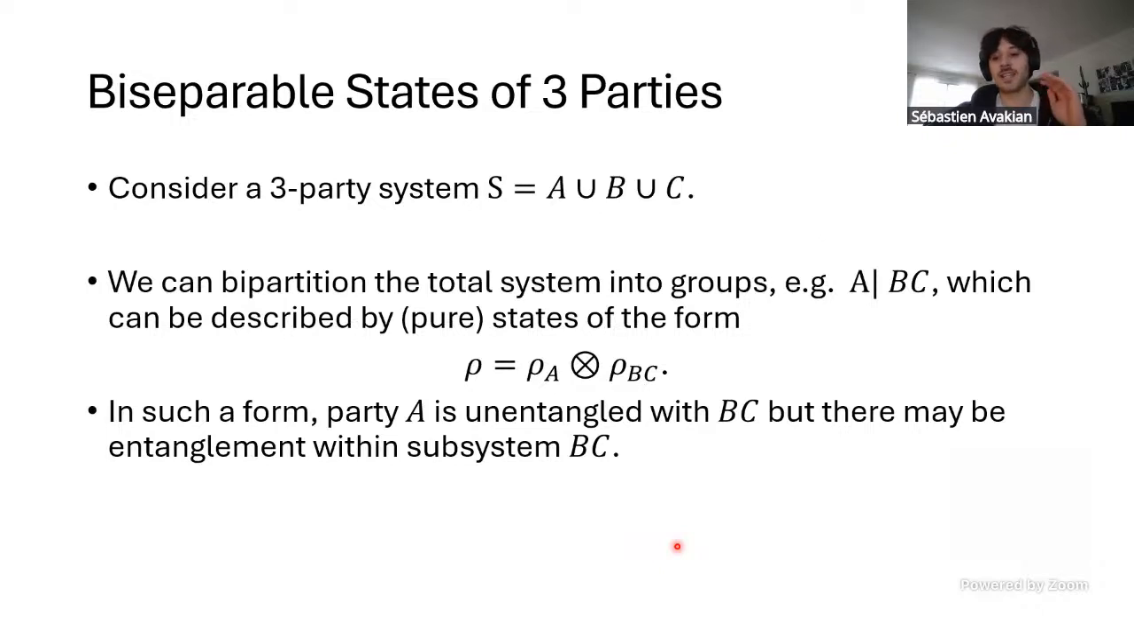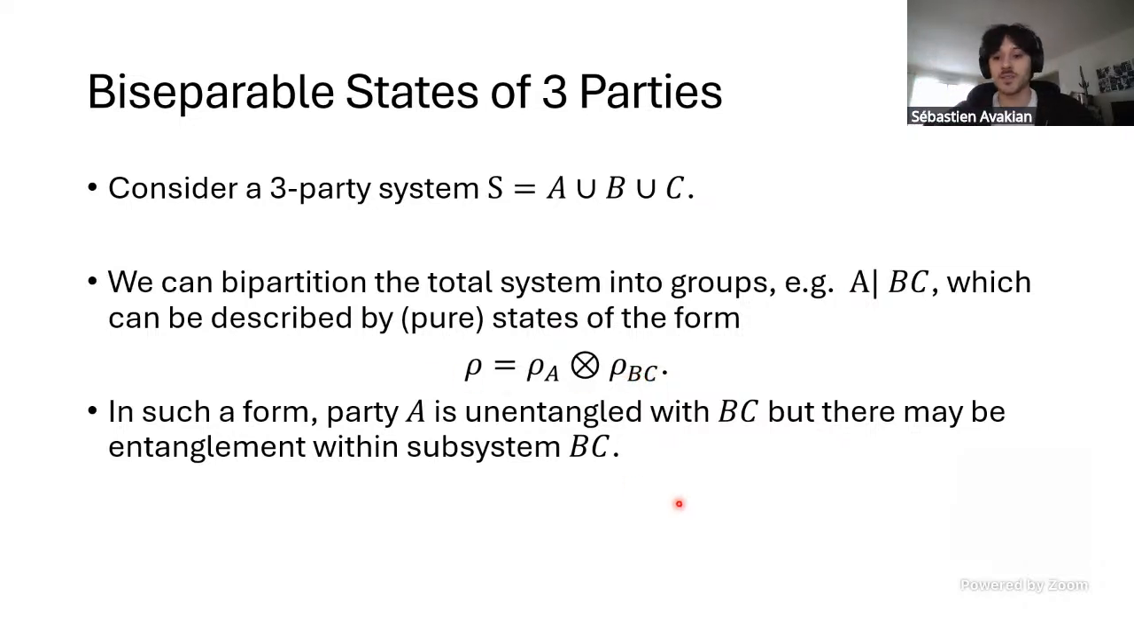Okay, so instead of doing the full general m-party case, we'll just start with three parties. So suppose we have some system that we can cut into three parties, A, B, and C. We can take some bipartition of the two. So for example, we'll just take A and we'll partition it away from B and C, and we'll combine B and C together into another subsystem. Then we can write a physical state on the system, a pure state, like so. So we just take the tensor product of the state on A with that on BC.